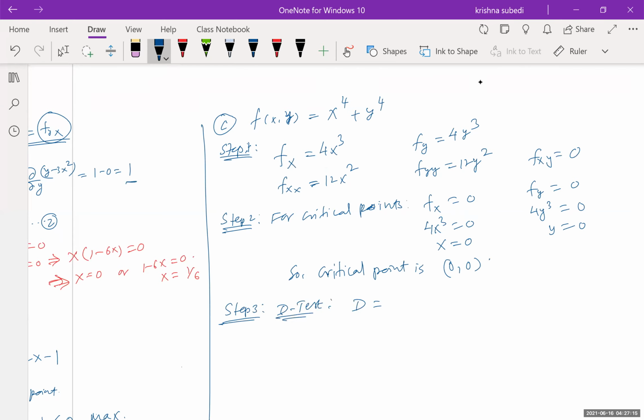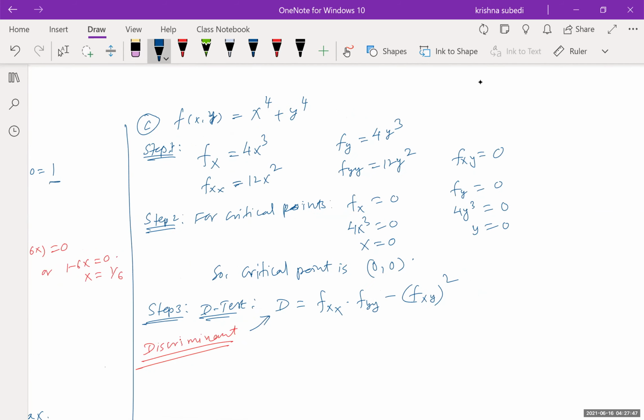For the D-test, you need to memorize the formula, which is f sub xx times f sub yy minus f sub xy squared. This D is sometimes called the discriminant, okay? The proof of this formula is not required for this course. All right, so let us substitute the values.